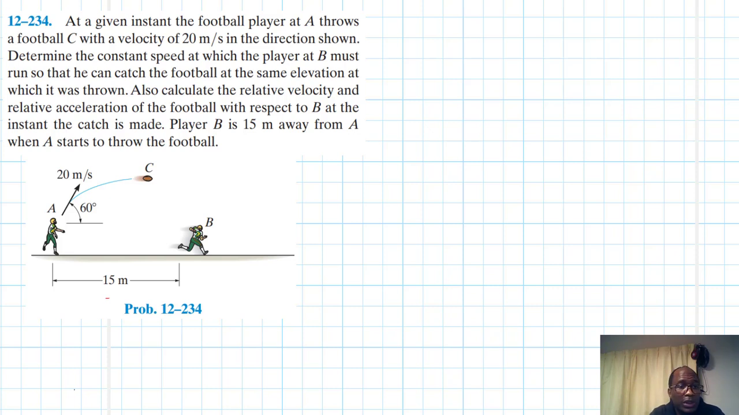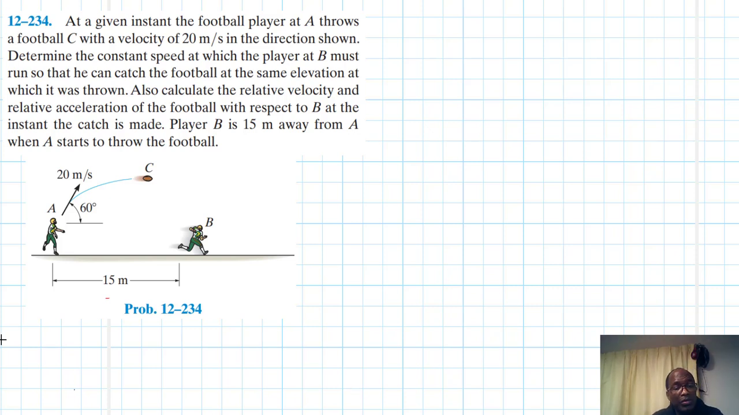The problem reads: at a given instant, a football player at A throws a football C with a velocity of 20 meters per second in the direction shown. Determine the constant speed at which the player at B must run so that he can catch the football at the same elevation at which it was thrown. Also calculate the relative velocity and the relative acceleration of the football with respect to B at the instant the catch is made. Player B is 15 meters away from A when A starts to throw the football.